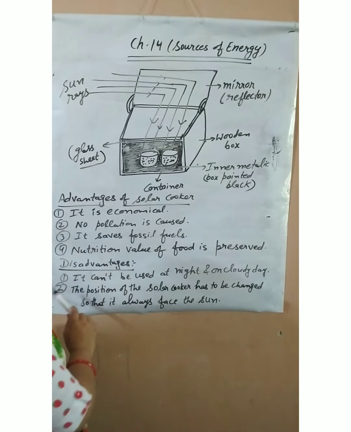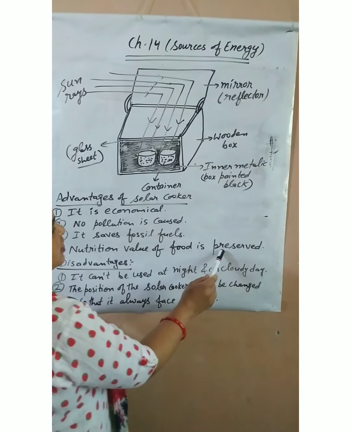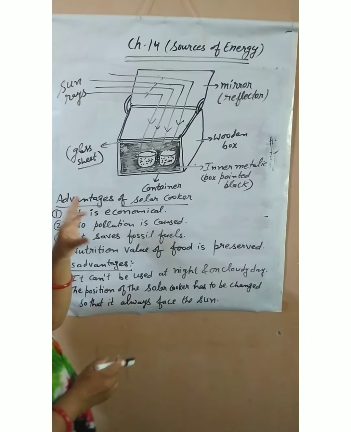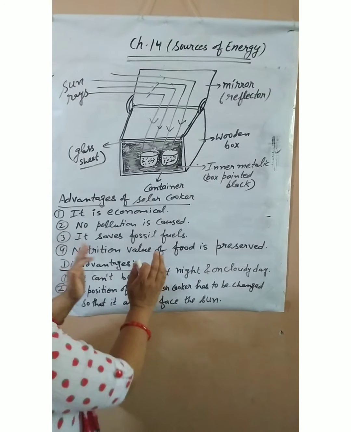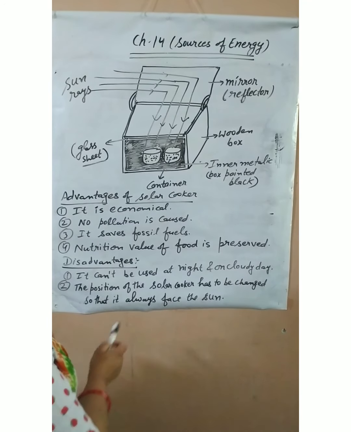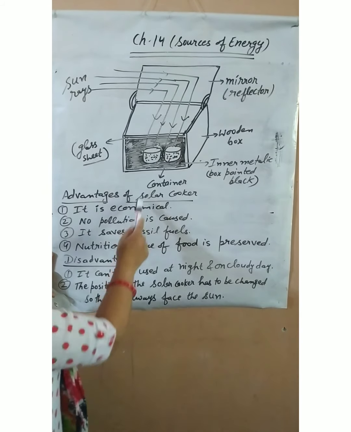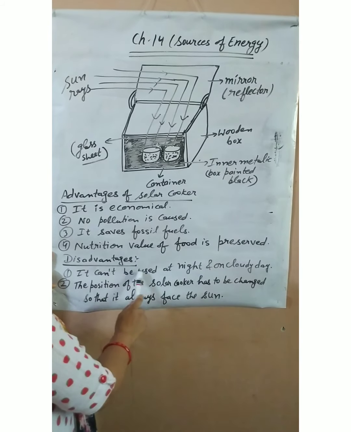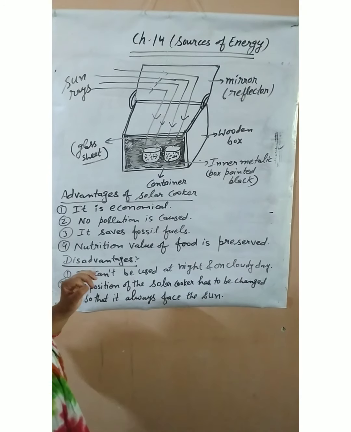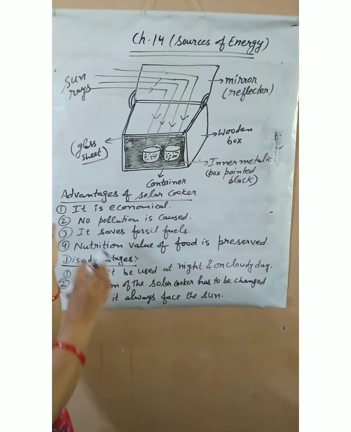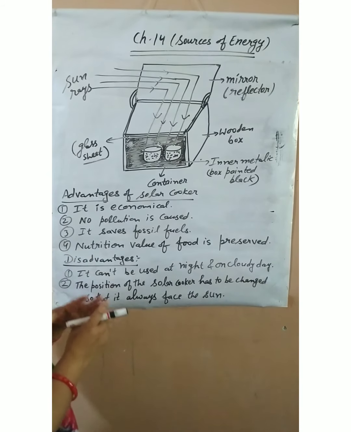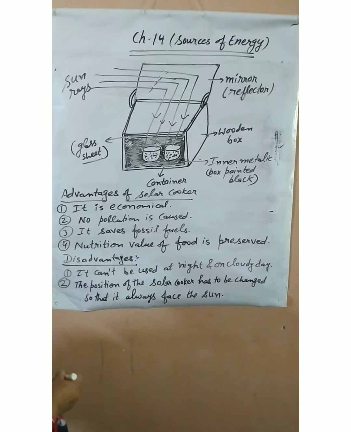So we can save the fossil fuel. Nutritional value of food is preserved inside it because it takes slow heating inside. So nutritional value is also preserved. But it itself has disadvantages also. What are those disadvantages? It can't be used at night and on a cloudy day. Means a sunny day is required to cook the food. On a cloudy day and during the night time we can't use the solar cooker.